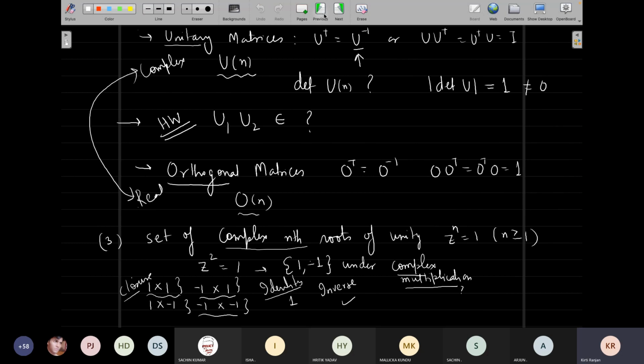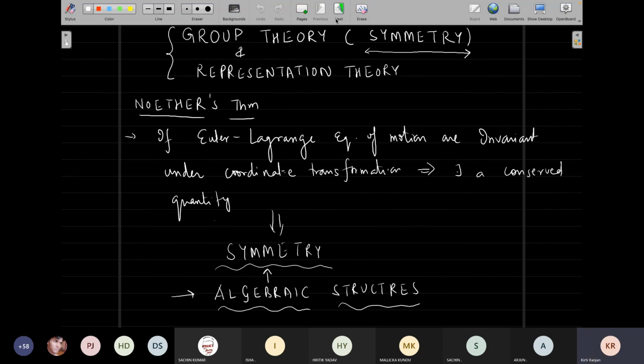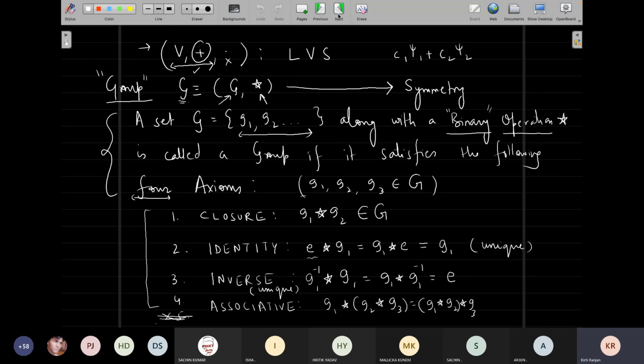And then I will move forward. So please see that group exploits symmetry of the system. It is something that we are going to utilize. And that's why this algebraic structure comes. Now, once the algebraic structure is there, it has to be defined.